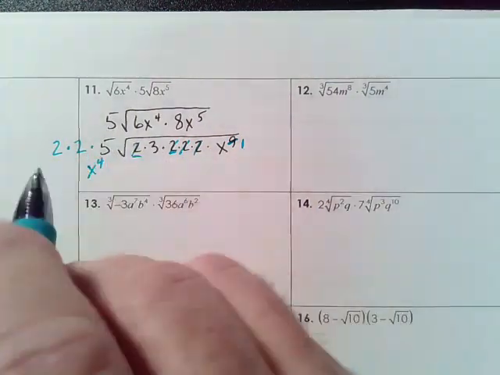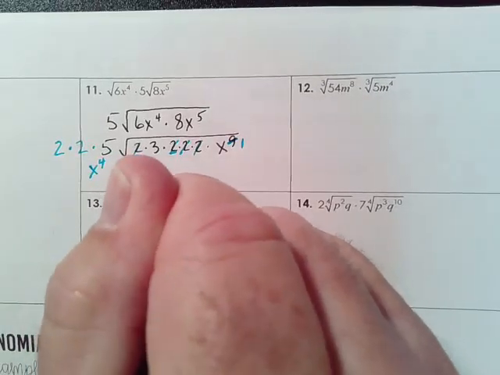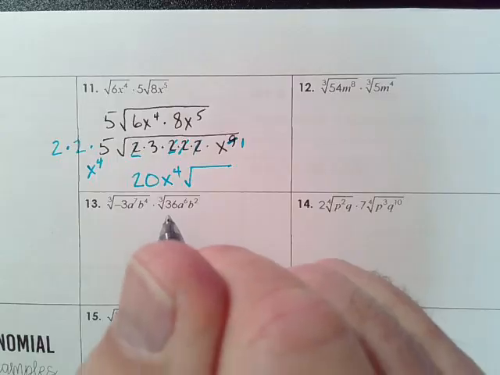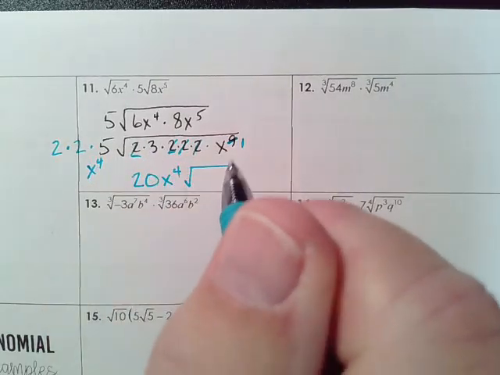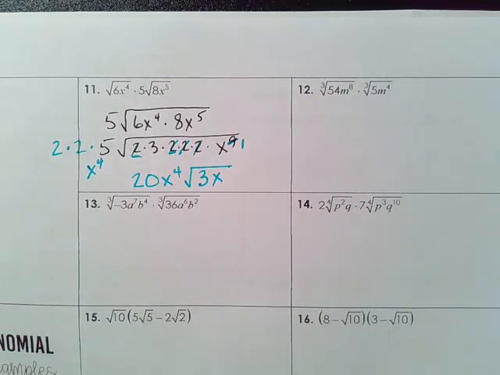So now my answer is 2 times 2 times 5. I have x to the fourth on the outside. And under my square root, I have a 3 and I have a single x. Done. How are we doing with that?